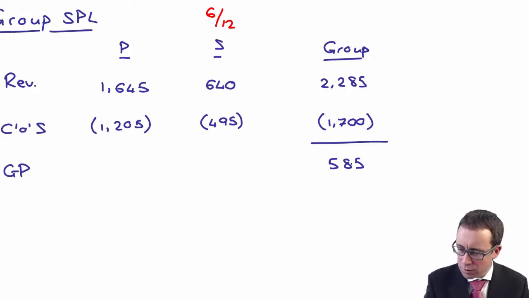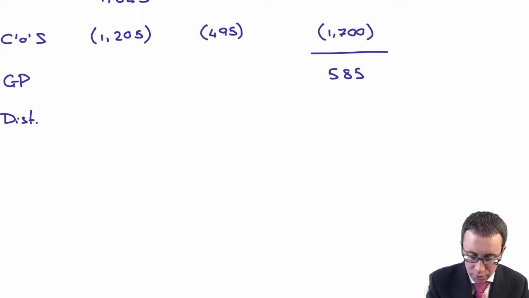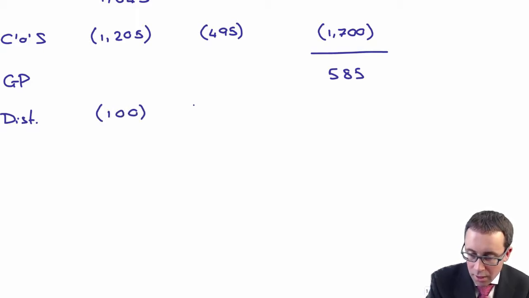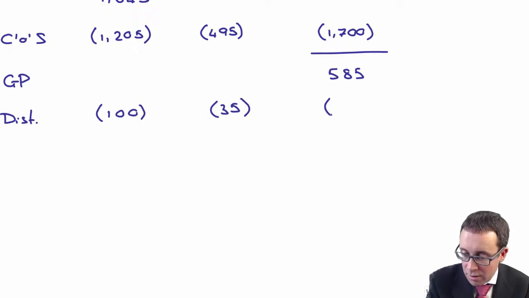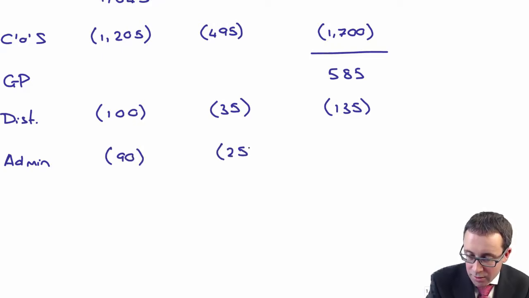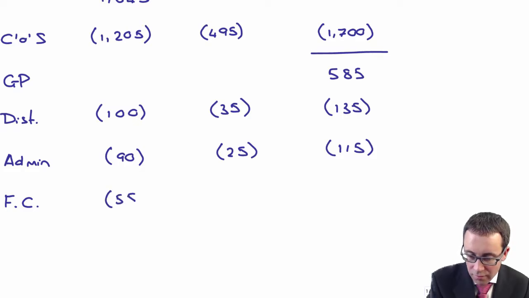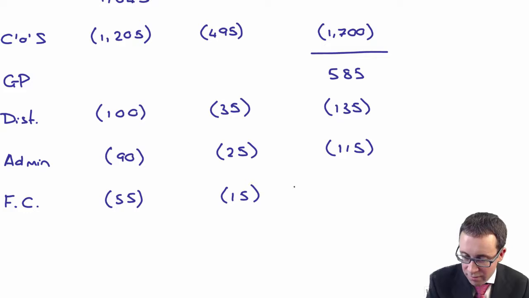Next bit of a pain, isn't it? Because we've got so many line items to do, but let's do it. You've got your distribution costs. So is that 100 and half of 70, which is 35? So that's 135. Admin, 100% of the parent is 90, and half of 50 is 25, which gives me 115, isn't it? I'm not worried about profits before interest and tax and all that nonsense. So finance costs, 55. Half of 30 is 15, 70, okay.